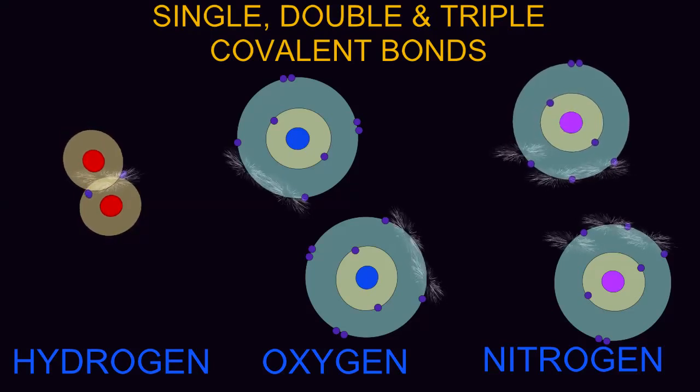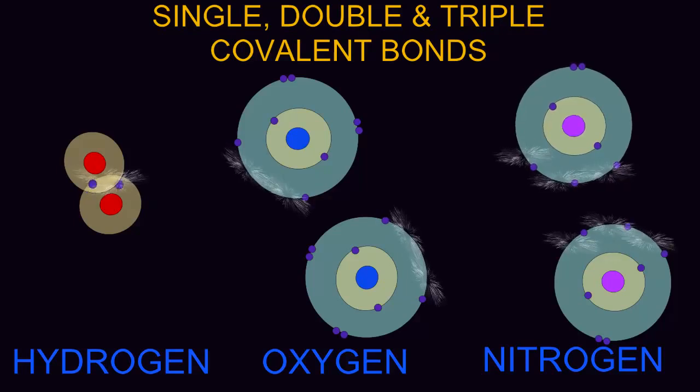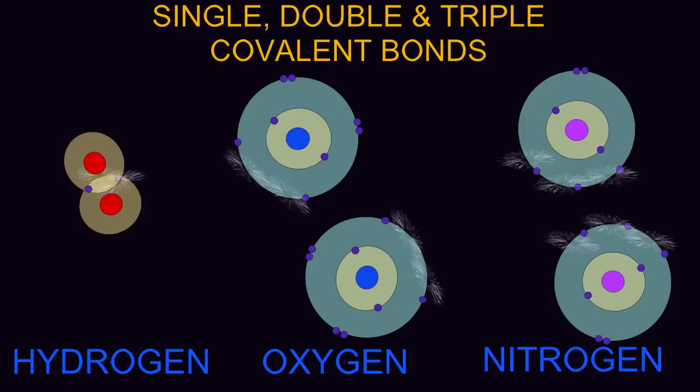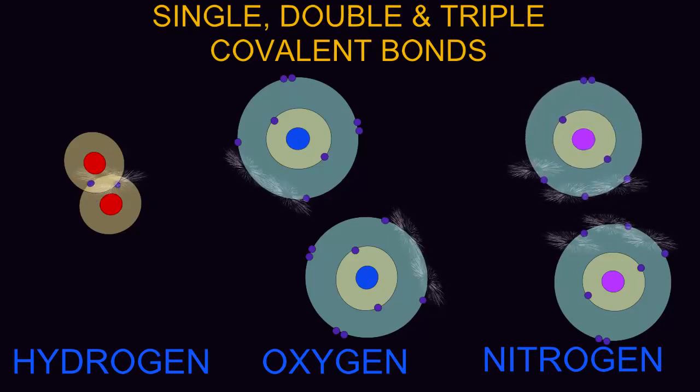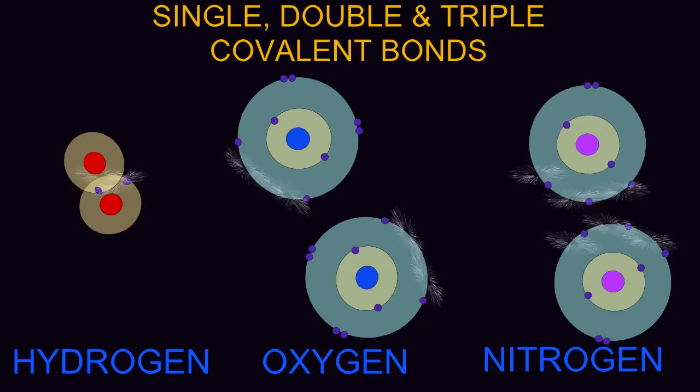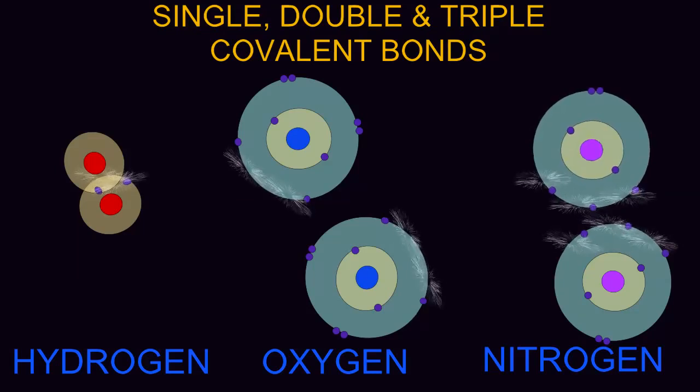So hydrogen atoms react with each other to form the gas H2, in which each hydrogen atom shares one electron with the neighboring hydrogen atom, so that each possesses two electrons around it at least some of the time. This is an example of a single covalent bond because one electron is shared by each atom.